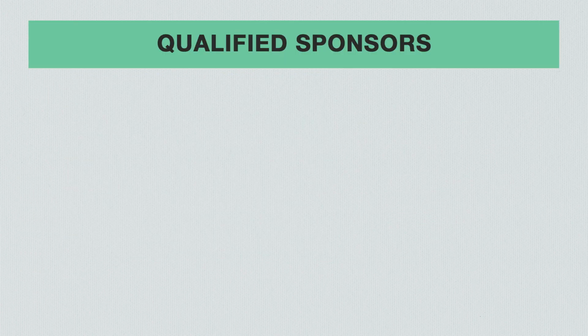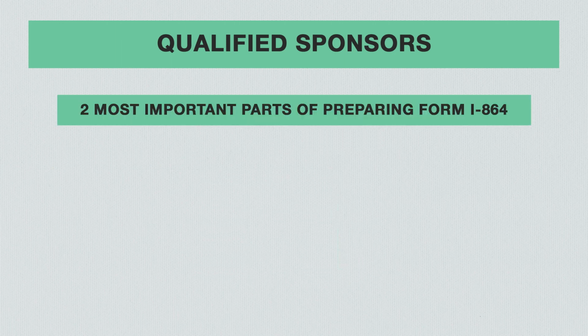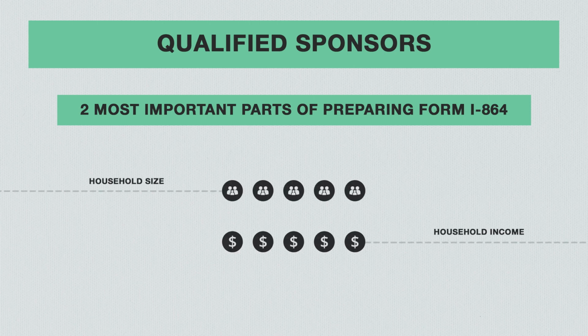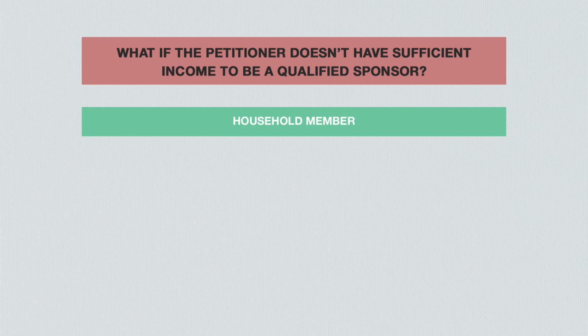Qualified sponsors generally must have an income that is at least 125% of the federal poverty guidelines for their household size. So two of the most important parts of preparing the Form I-864 are determining household size and income. CitizenPath's online service can help users correctly calculate household size and income. But what if the petitioner doesn't have sufficient income to be a qualified sponsor? There are options that include adding another household member's income or using a joint sponsor.